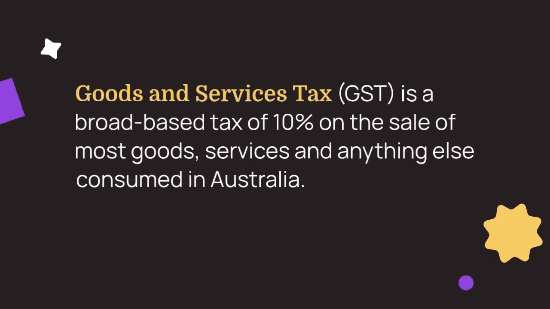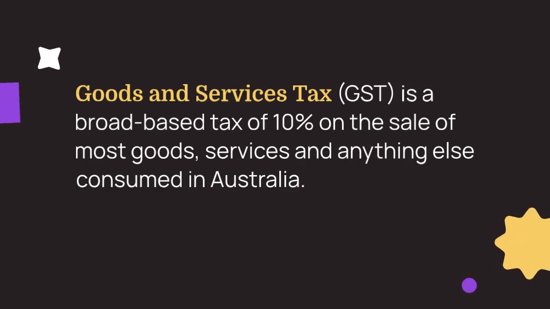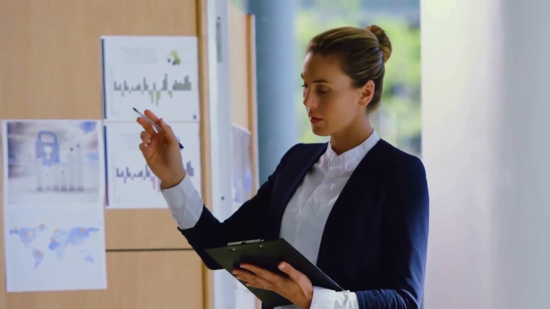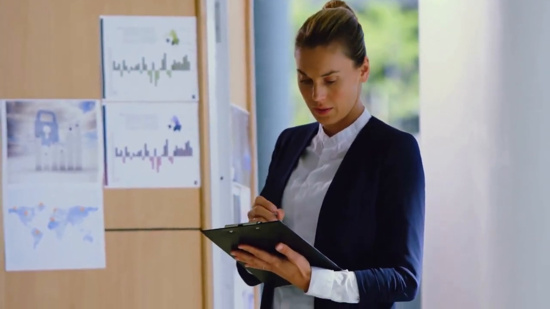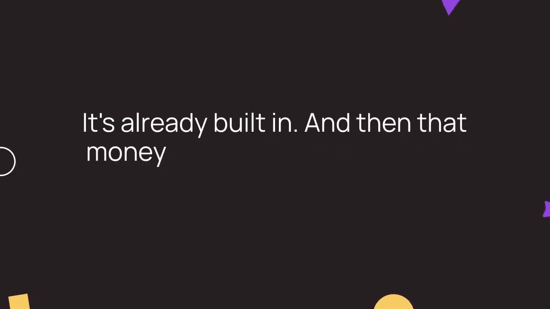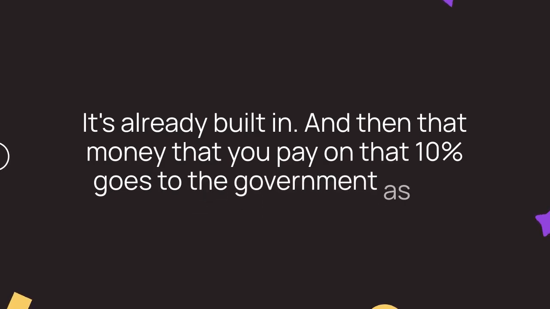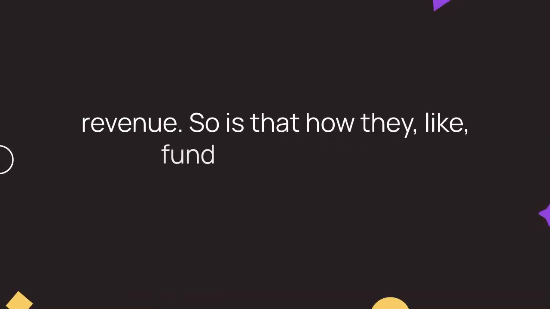Let's start with GST, Goods and Services Tax. So, what is that all about? Well, GST is a 10% tax that's added to most goods and services in Australia. If you think about it, when you go to JB Hi-Fi and buy a new TV, the price includes GST. It's already built in, and then that money that you pay on that 10% goes to the government as tax revenue.